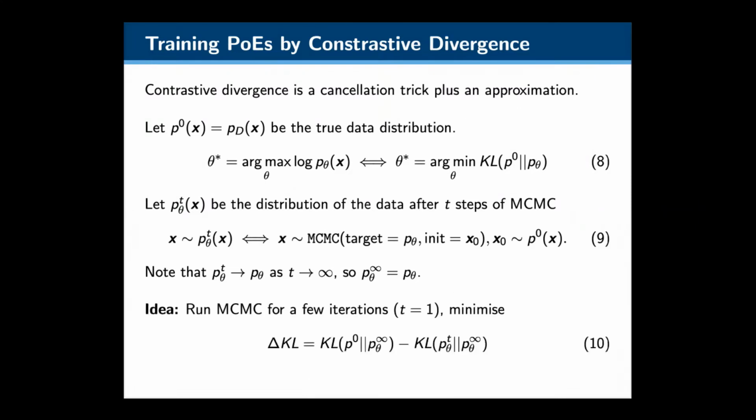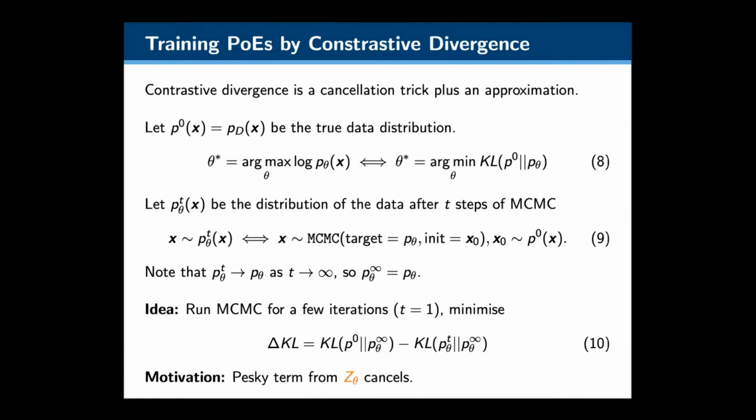Now the idea is to run MCMC for a few iterations, typically maybe even one iteration. And instead of minimizing the KL divergence that is equivalent to doing maximum likelihood, we'll minimize the KL divergence between the data distribution and the model distribution, minus the KL divergence of this implicit distribution PT to the stationary or model distribution. Note that P infinity and P theta are the same by construction. So what is the motivation?